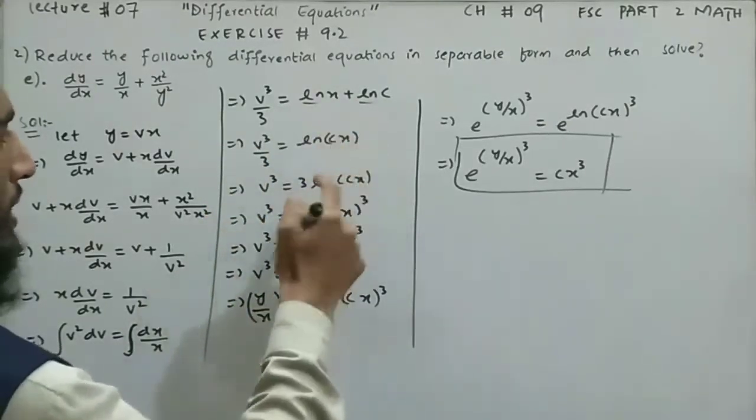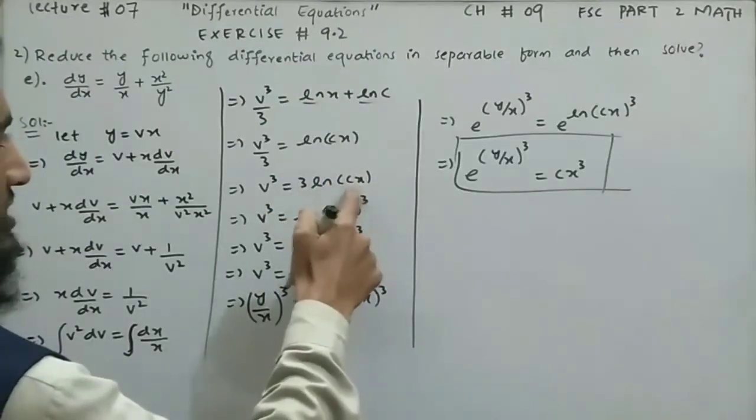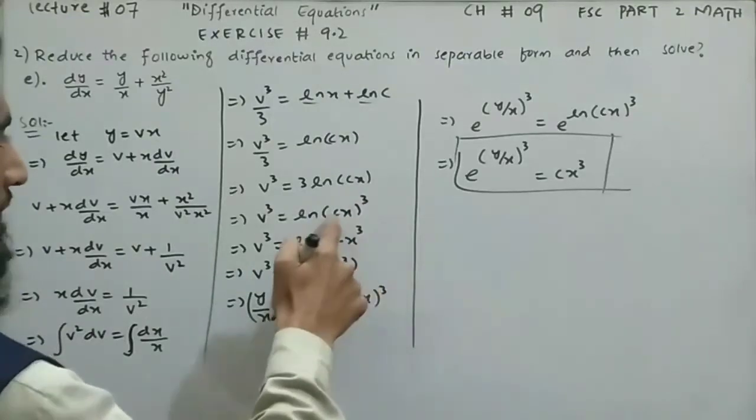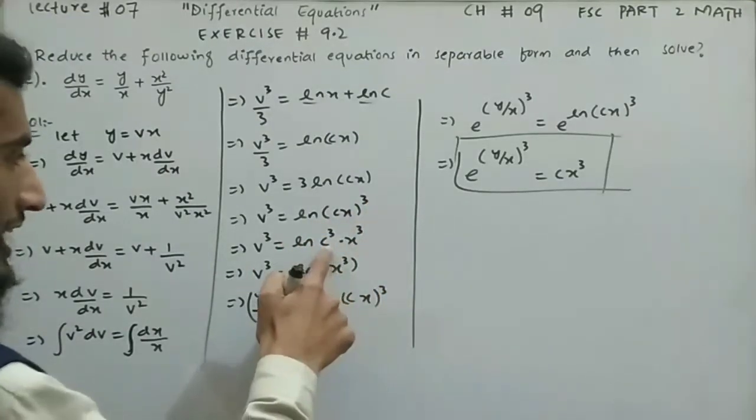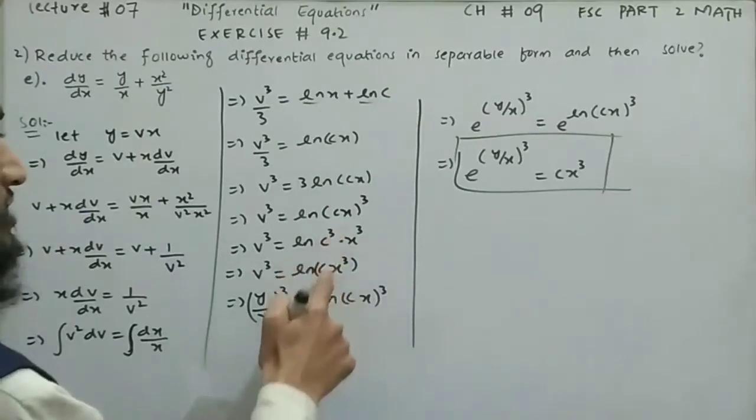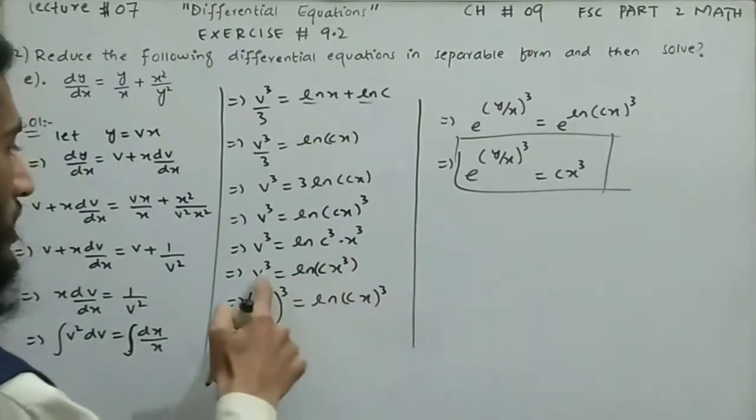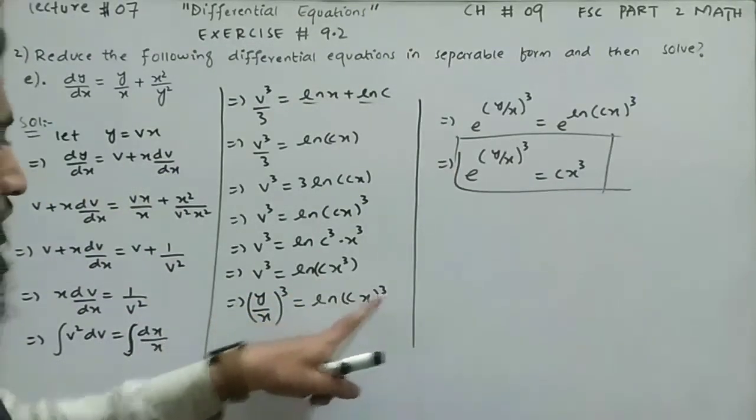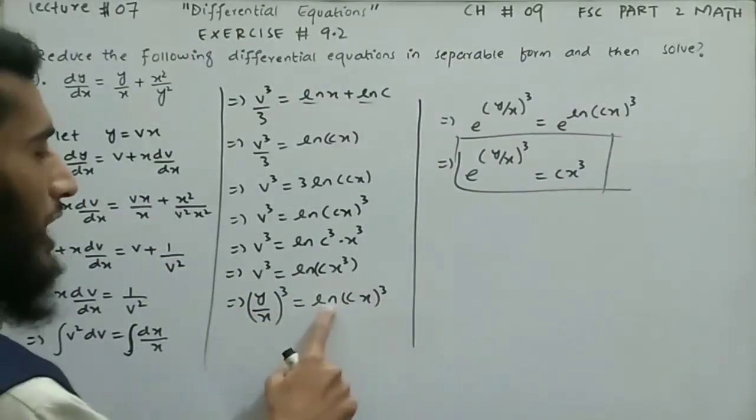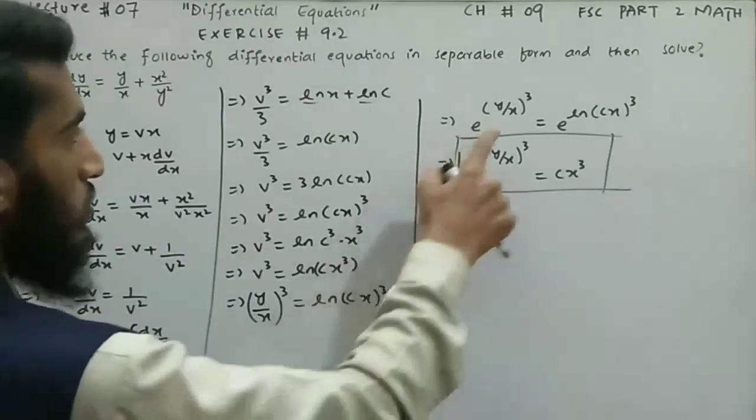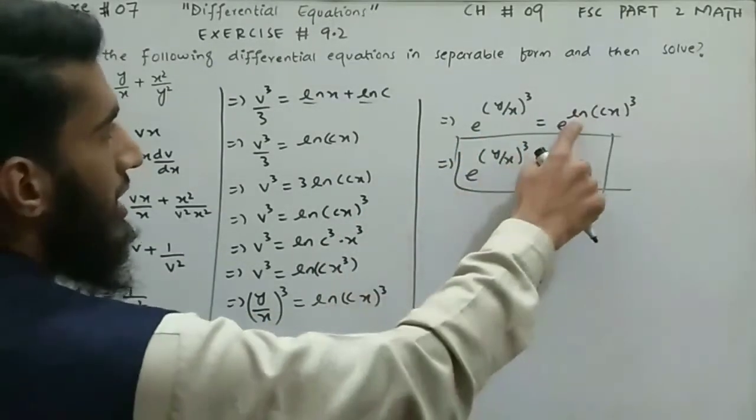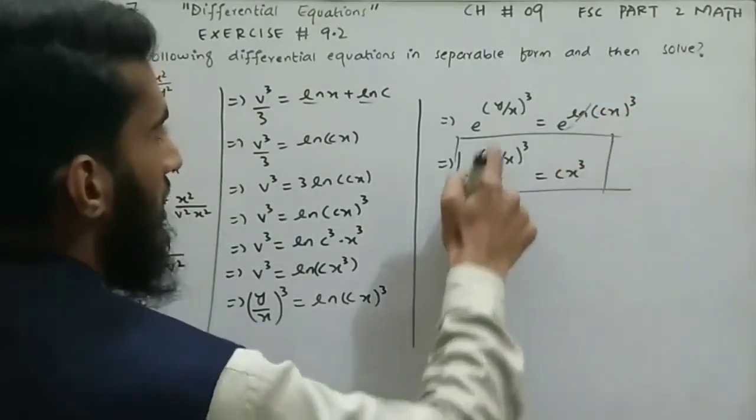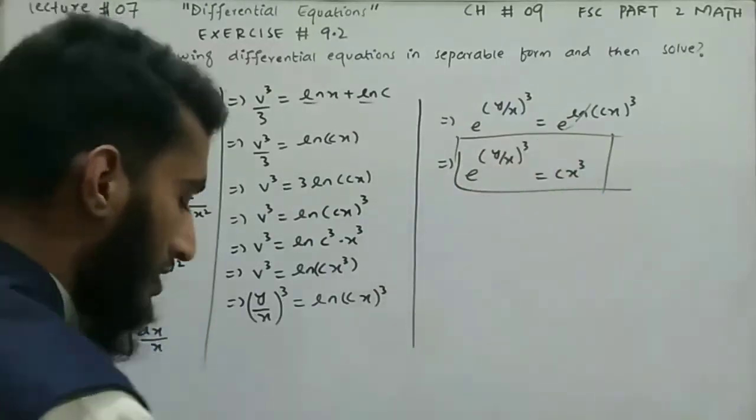According to the property, this 3 will move to the power of cx because cx is the base. So cx power 3. So v cube will be ln of cx whole cube, that is c cube into x cube. C is a constant, so a constant power 3 will still give us a constant c, into x cube. So v is actually y over x from over here. So y over x whole cube is equal to ln of cx whole cube. Now I will remove ln, so I will take exponential on both sides. So e power y over x whole cube is equal to e power natural log of cx whole cube. They cancel out with each other, we are left with just cx cube and e power y over x whole cube. This is the required general solution.